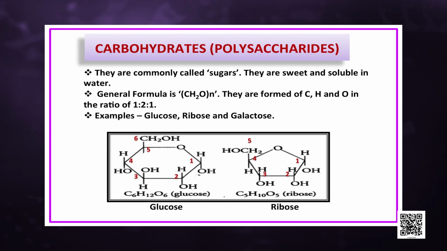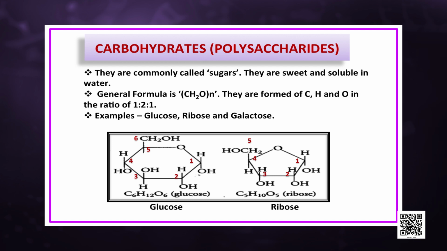Glucose is a monosaccharide containing 6 carbon atoms. Its molecular formula is C6H12O6. You can see the structure of glucose on the screen. The 6-membered cyclical structure of glucose is called pyranose structure. The ring contains 1 oxygen and 5 carbon atoms. The 6th carbon atom is present outside the ring in the form of CH2OH.